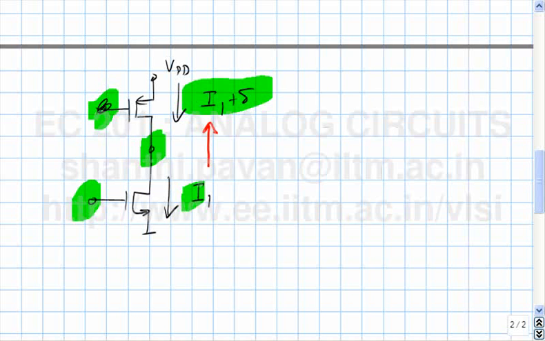As this potential keeps going up, the PMOS device is being pushed towards the triode region. So initially when both of them are in saturation and there's a mismatch in the currents, the node potential will start going up. As it goes higher and higher, it will cause the PMOS transistor to get into the triode region, and once it gets into the triode region, the current will drop and the output voltage will settle exactly at that point where the current of the PMOS device in triode is equal to I1.